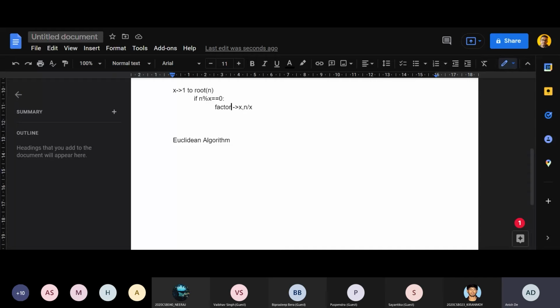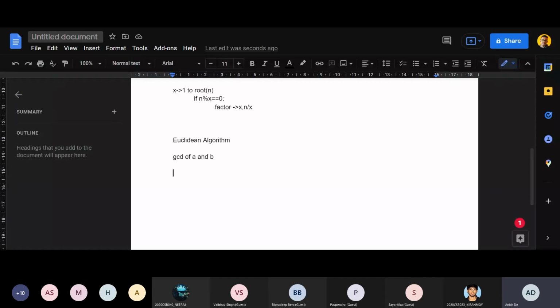Okay, so now we go to the next part, that is the Euclidean algorithm. This one finds the GCD of A and B. Okay, so let's take an example.